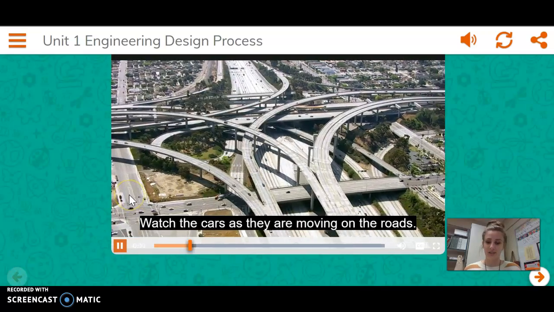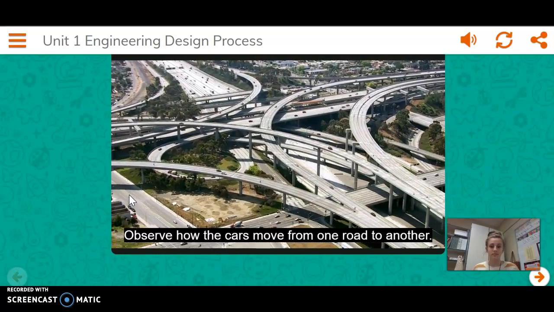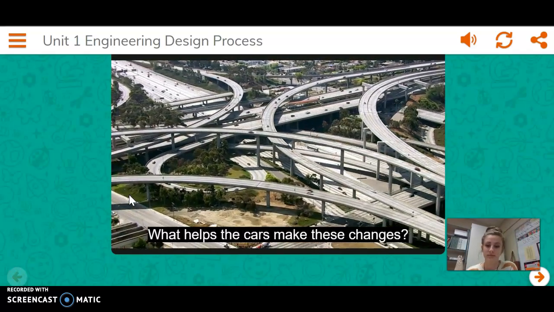Watch the cars as they are moving on the roads. Observe how the cars move from one road to another. What helps the cars make these changes?